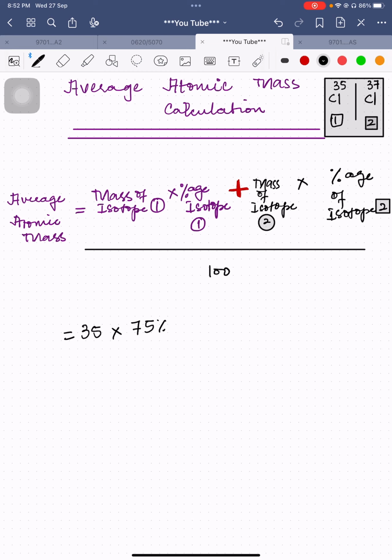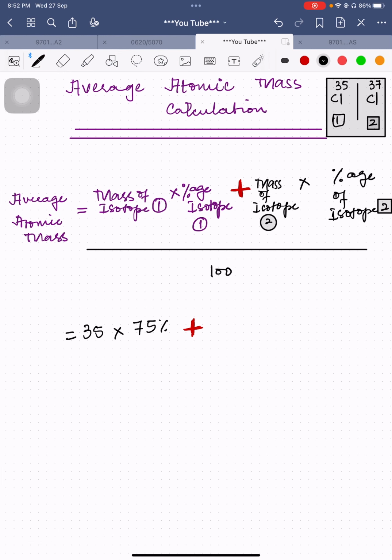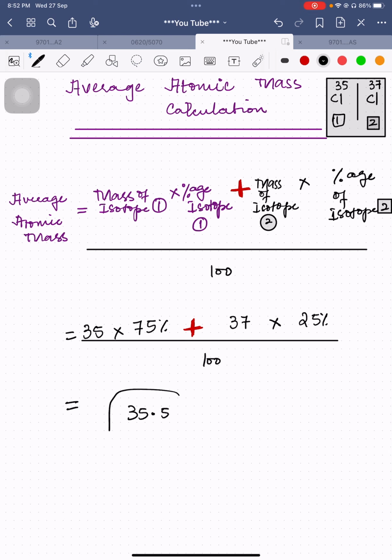Then we put the plus sign, and now we change the color so that you may not be confused. I'm back with the black color: mass of isotope. What is the total percentage of something? The total percentage is always 100. So if we know that the percentage of one of the two isotopes is 75, automatically the percentage of the other isotope will be 25. So the mass of isotope number 2 will be 37, multiplied by the percentage of isotope number 2, that is 25%, and we divide it by 100. When we calculate the answer, the total is 35.5.